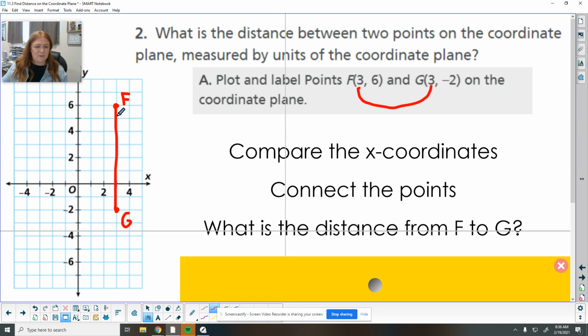So I can see here, every square counts by 1. So I'm going to grab a different color so I can draw over the top. 1, 2, 3, 4, 5, 6, 7, 8. So I can see there's a total distance of 8 units here.